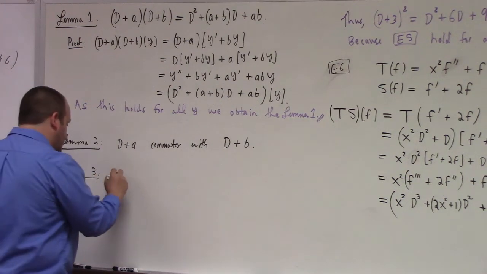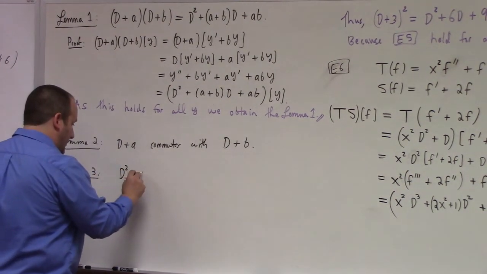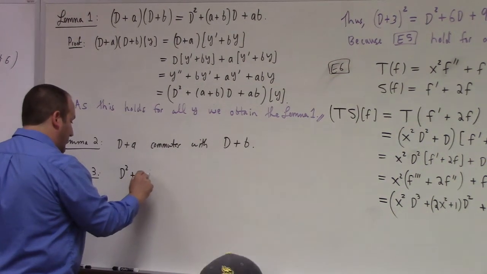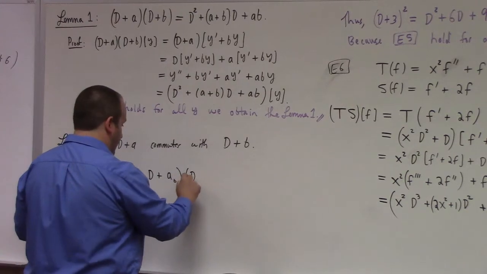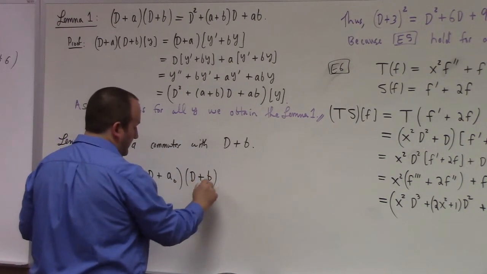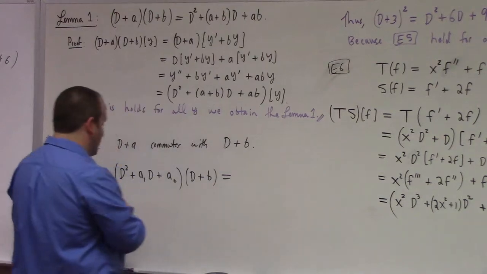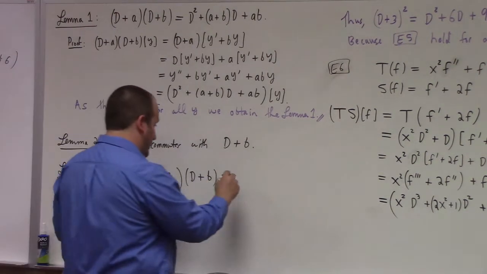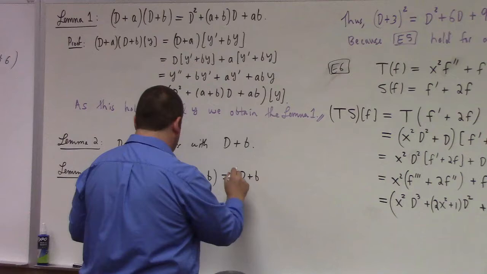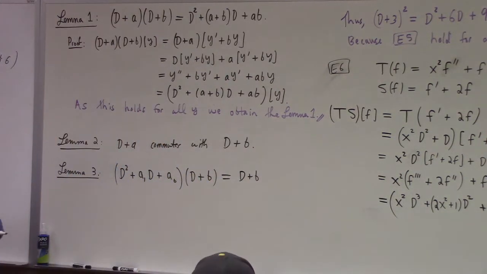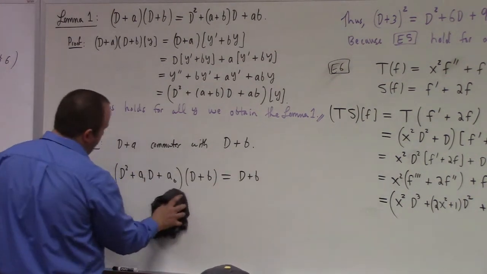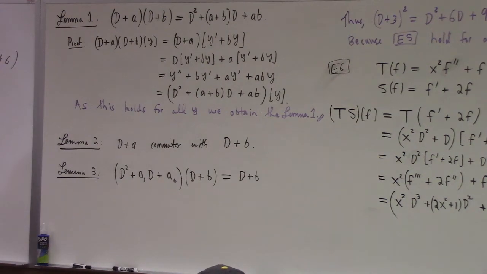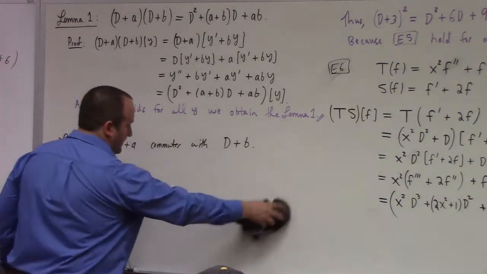How about this? What if I have D squared plus a1 D plus a naught times D plus b? I think you'll believe me when I tell you that that is also D plus b times that. Well, you know what I should do? Sorry, let me be a little bit more organized here.